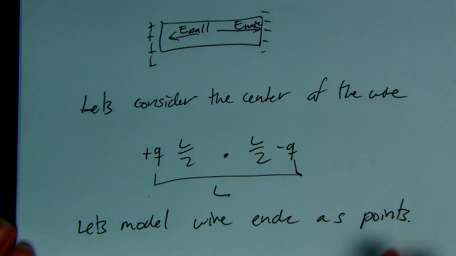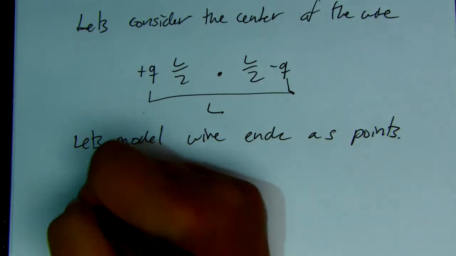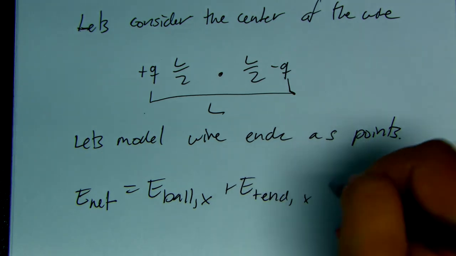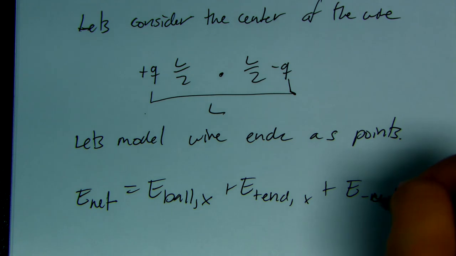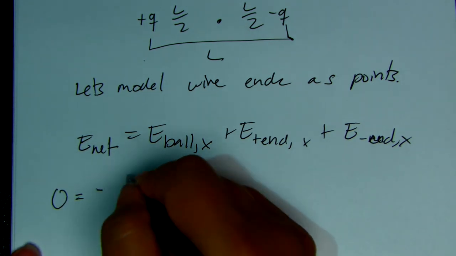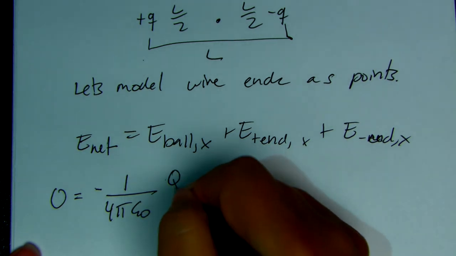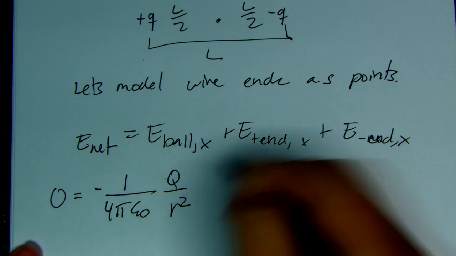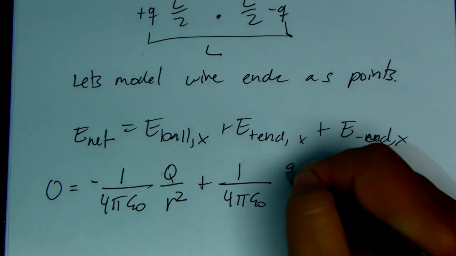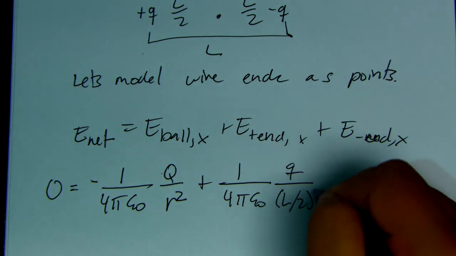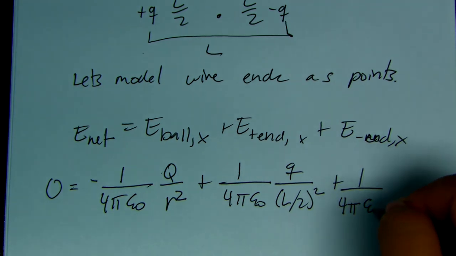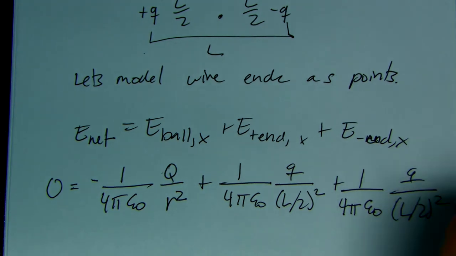So we're going to now move away from our dipole equation, and instead we're going to say E net is equal to E ball in X plus E positive end in X plus E negative end in X. And we know E net is equal to 0, so this is just minus 1 over 4 pi epsilon naught Q over R squared plus 1 over 4 pi epsilon naught Q over L over 2 quantity squared plus 1 over 4 pi epsilon naught Q over L over 2 quantity squared.